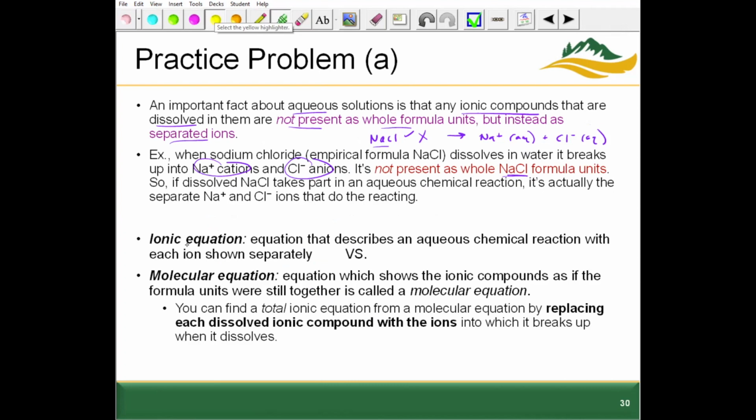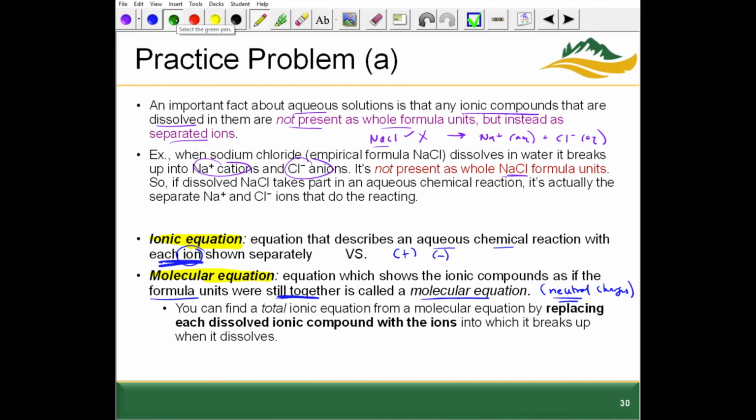Now this difference here on ionic equations versus molecular equations that we've looked at just briefly. An ionic equation is the equation that describes an aqueous chemical reaction with each ion shown separately. Versus a molecular equation is the equation which shows the ionic compounds as if the formula units were still together. This is called a molecular equation. We see only neutral charges here for our molecular equations. For ionic equations, though, we're going to see each ion shown separately, so cations and anions.